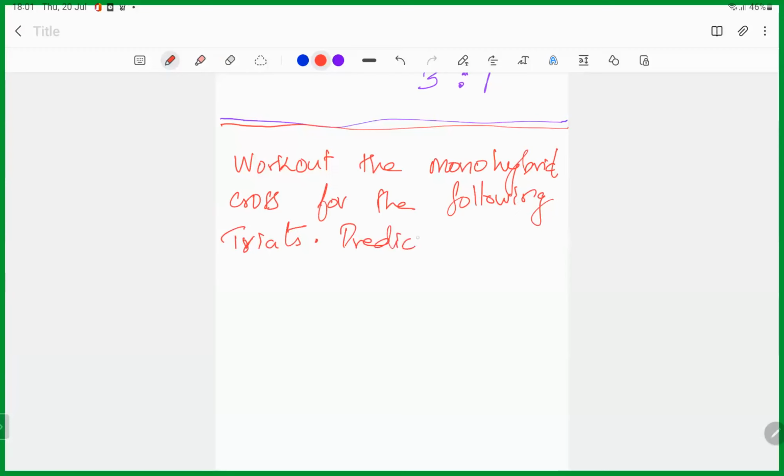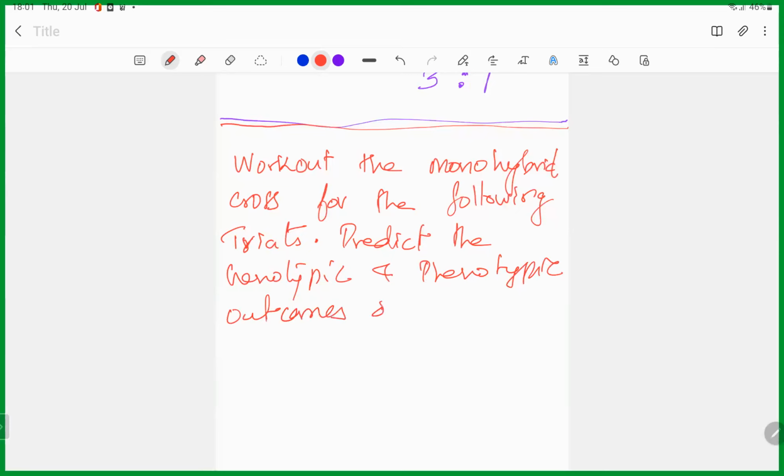Predict the genotypic and phenotypic outcomes of F2 progeny.